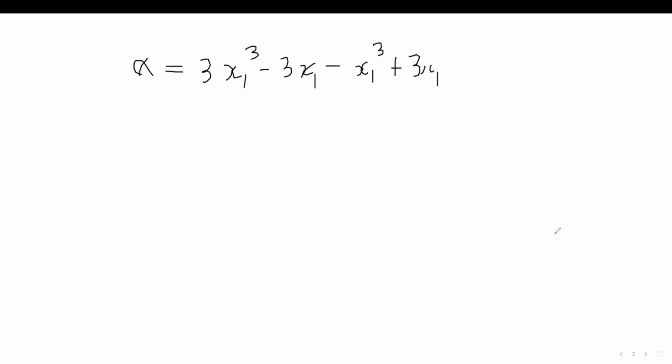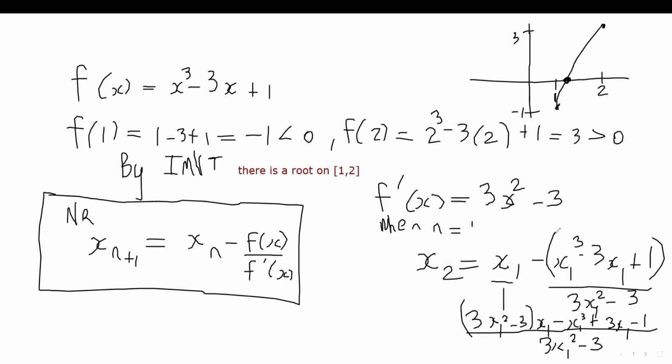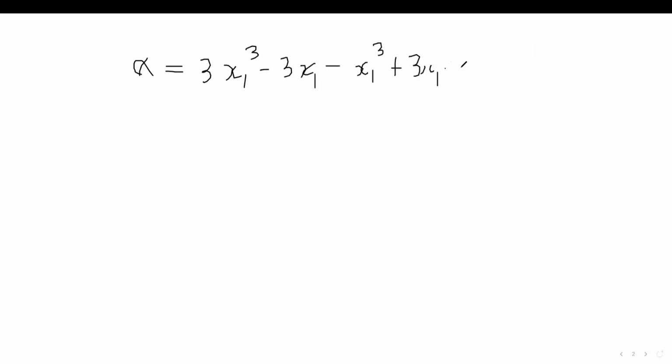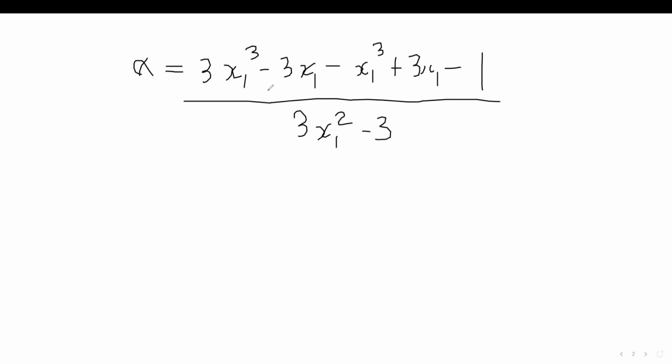And then right around here, I have minus 1. And this is all over. This is 3x1 squared minus 3. No worries, Marika, we're almost finished. Now look at this. You see the 3 minus 3x1 right here, and the plus 3x1 here, those cancel each other.